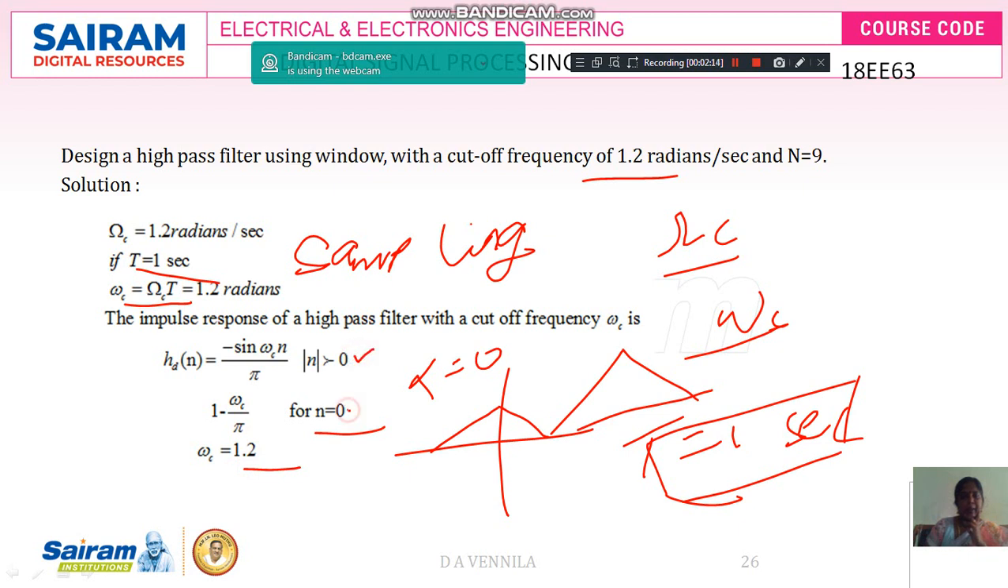Already I have shown the tabular column of the filter coefficients for different filters: high pass, low pass, band pass, band stop. It is best to memorize the filter coefficients. Each and every time you need not derive them; if they give the cutoff frequency directly, you can substitute and find the desired impulse response. Then we can find the impulse response coefficients.